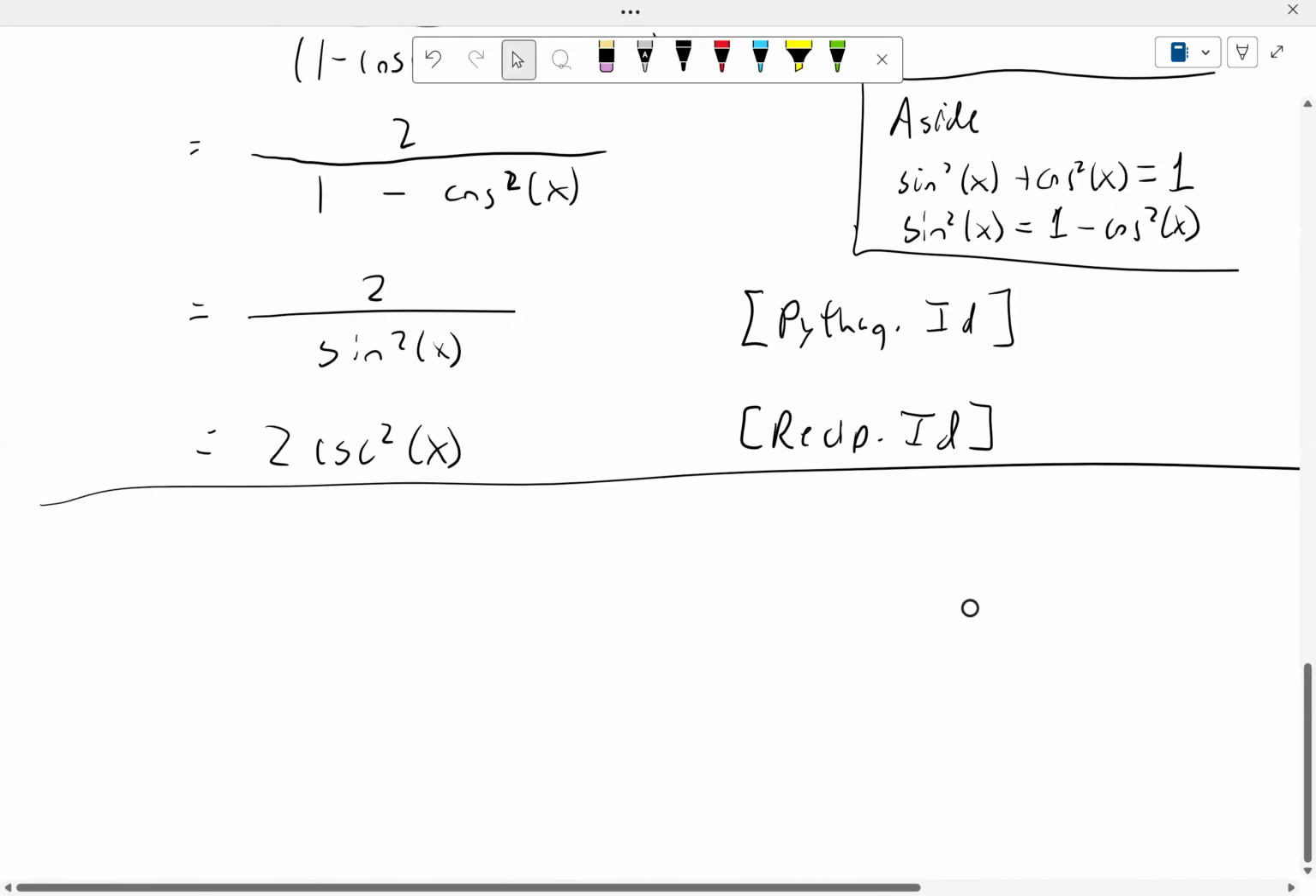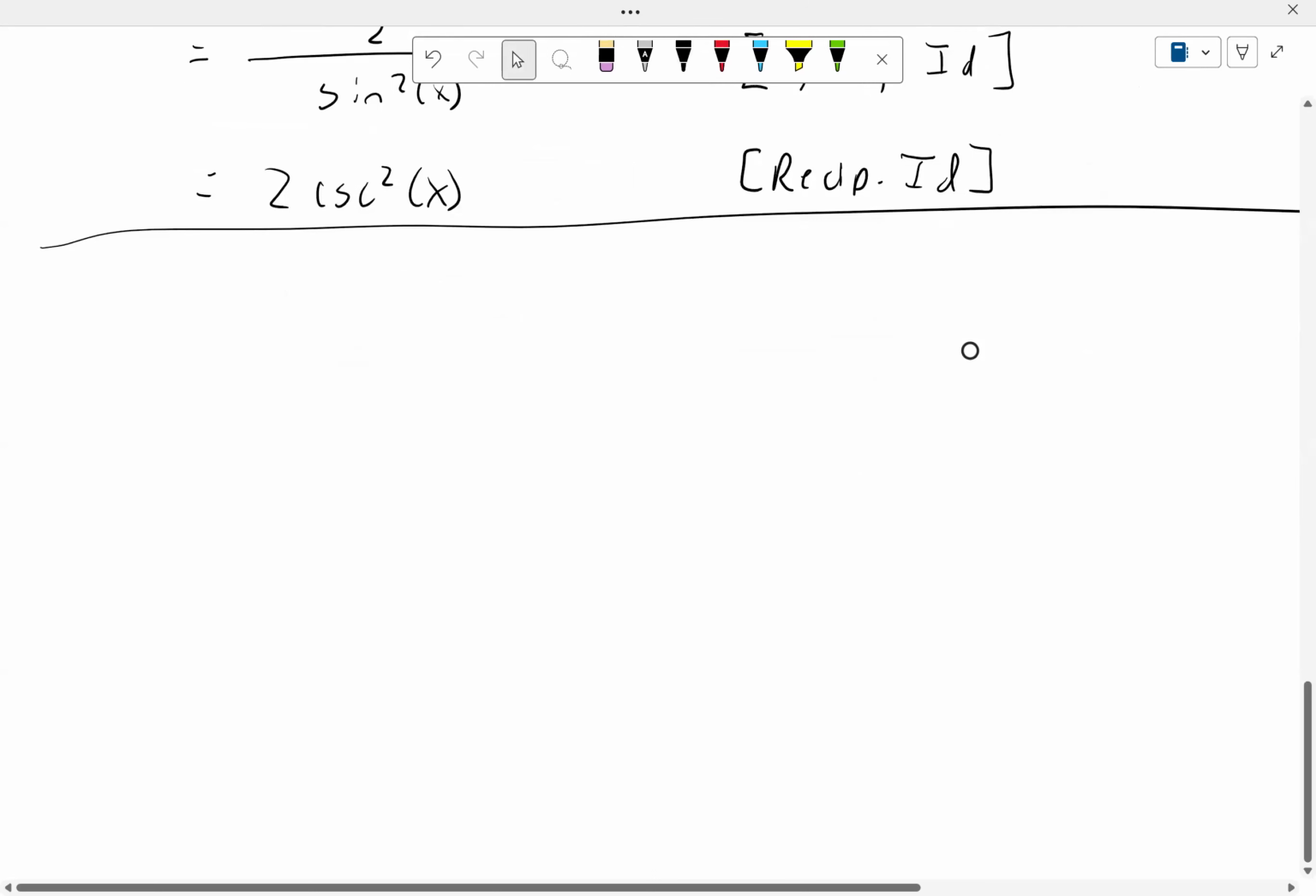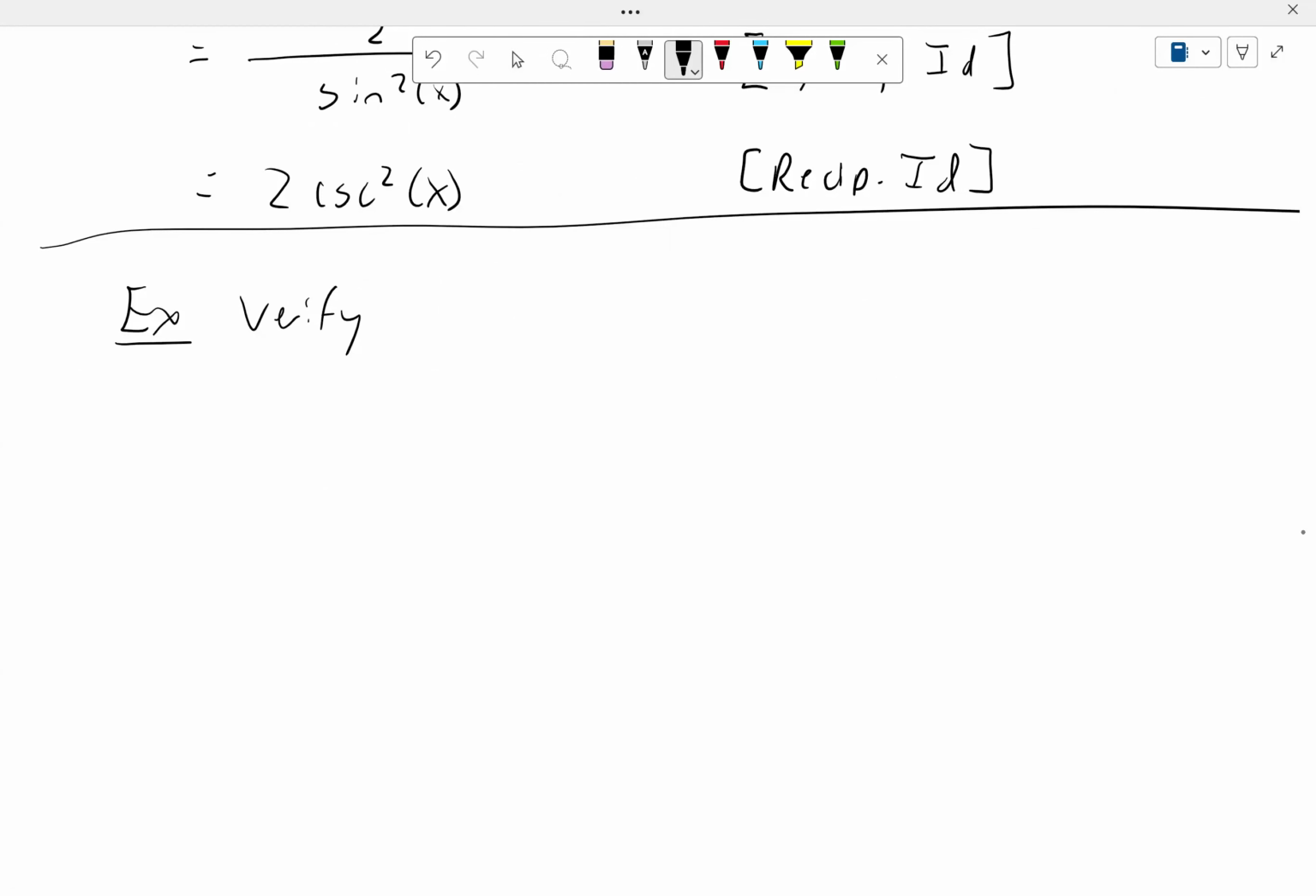Okay. I'm going to do one more problem on this. So let's suppose we have something like this. Verify. And now we're going to say secant of x times tangent of x minus secant squared of x is equal to negative 1 over 1 plus sine of x.